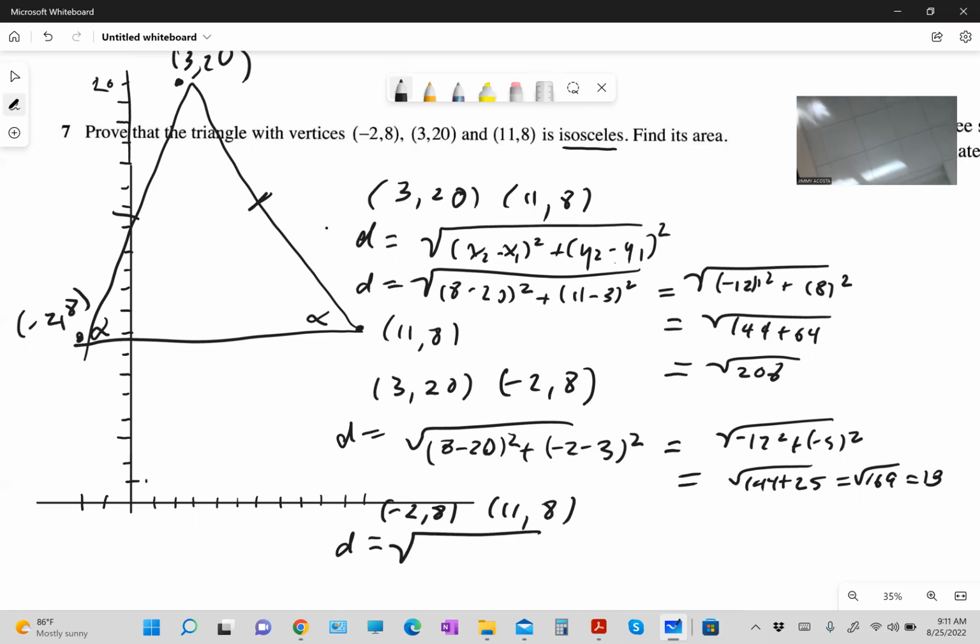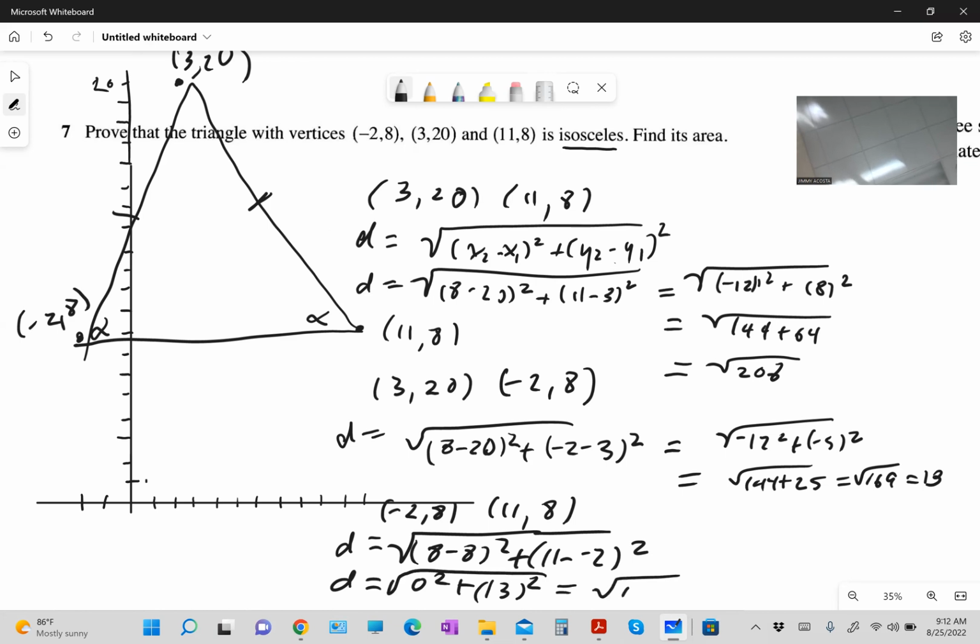I don't even know how that one's gonna come out to that. 8 minus 8. This is even worse. 11 minus -2, and it's squared. And then it's going to be 0 squared plus, 11 minus -2 is 13. And then we square root it. And now we have basically 169 here. And it's 13. Oops. So these two are isosceles. These are the equal sides. So we have shown it's isosceles because both these sides are equal to each other.